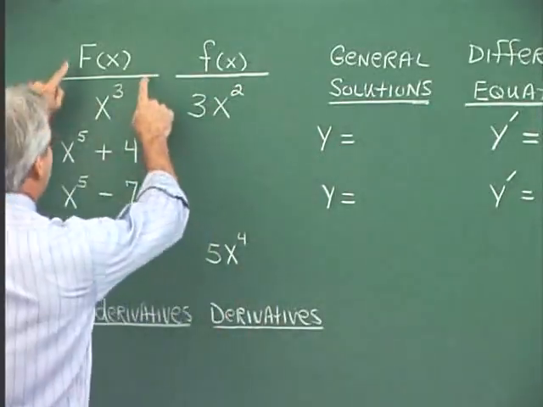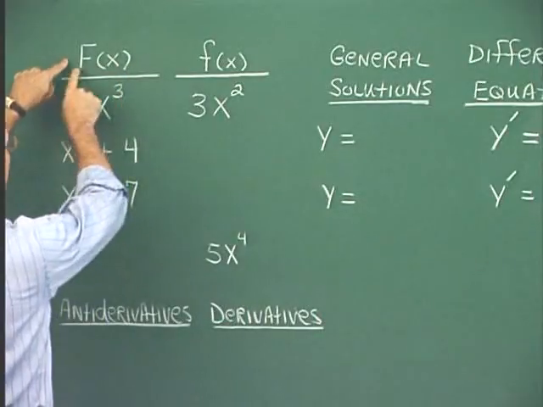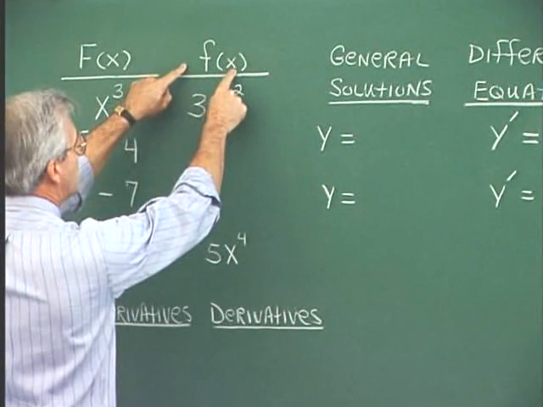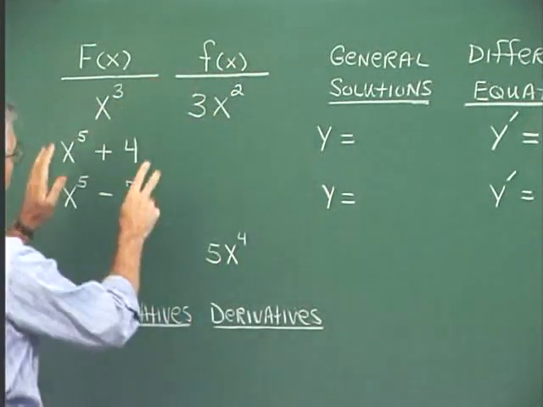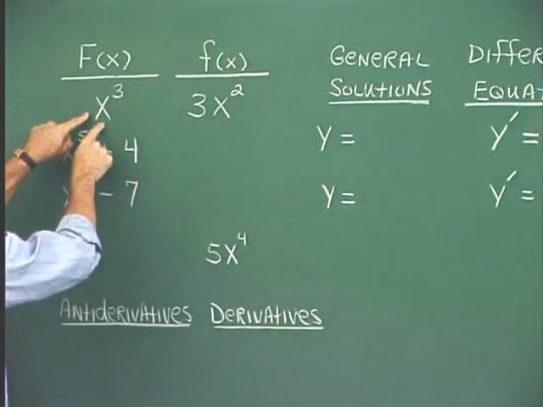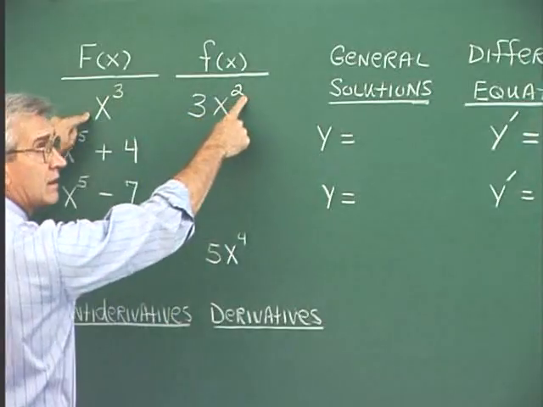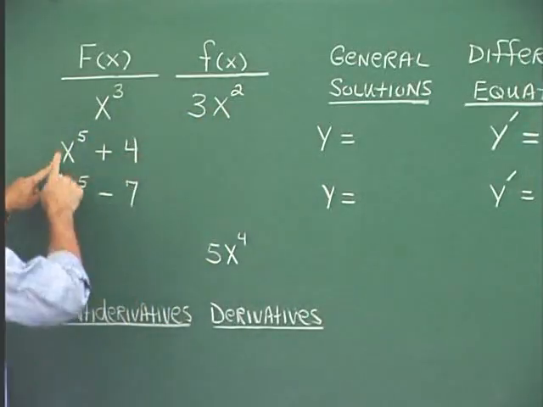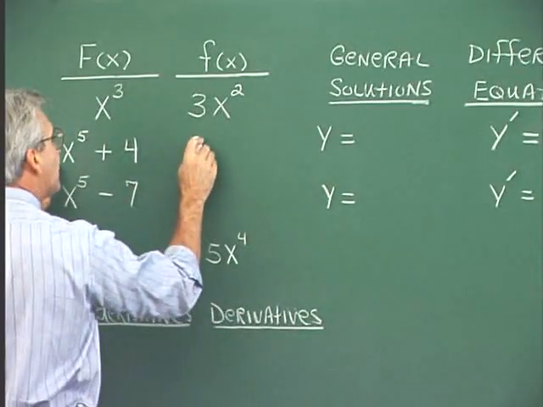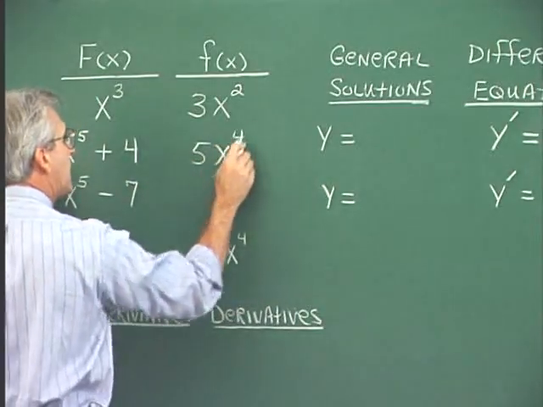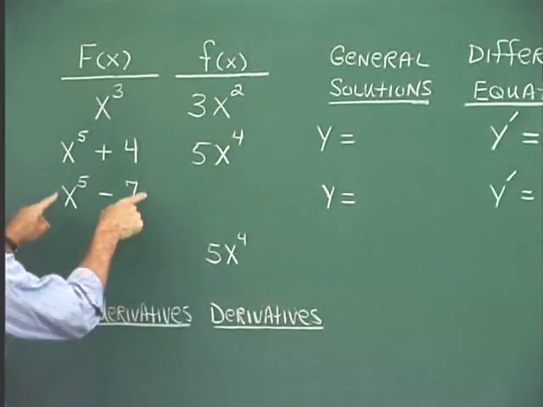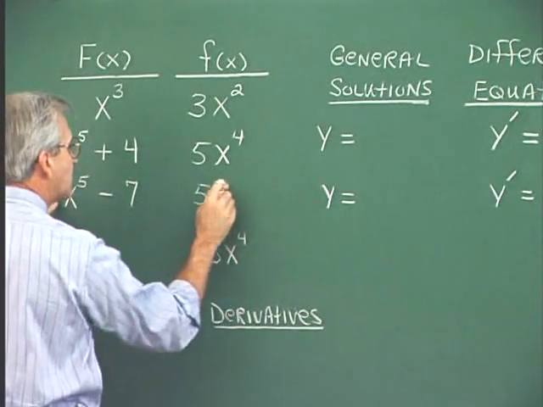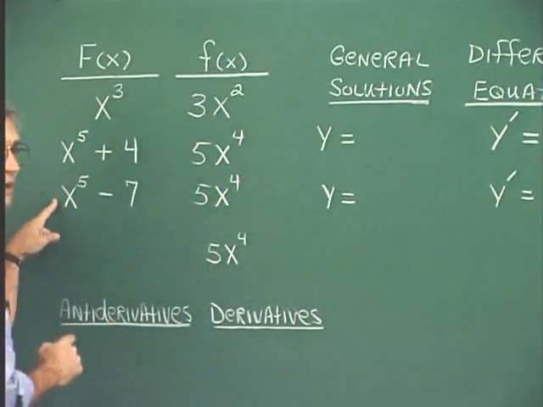Suppose I have functions that I'll designate with an uppercase F of x and functions that I'll designate with a lowercase f of x. You'll notice that if I take the derivative of x cubed, I get 3x squared. Now, what is the derivative of x to the fifth plus 4? Well, the derivative of x to the fifth is 5x to the fourth, and the constant goes out. The derivative of x to the fifth minus 7, the derivative of x to the fifth is 5x to the fourth, and the constant goes out.